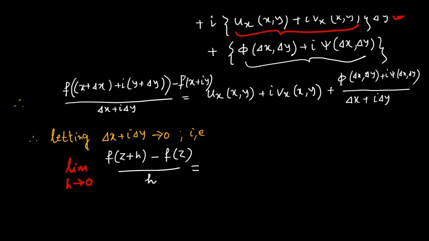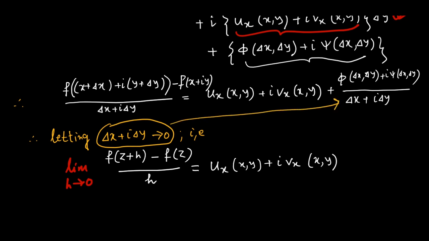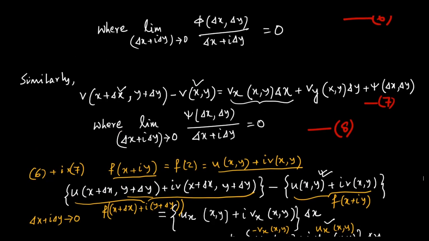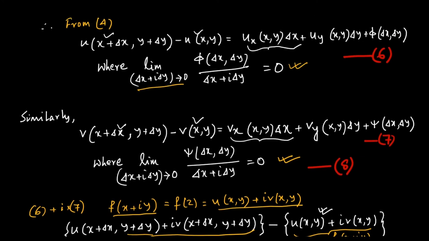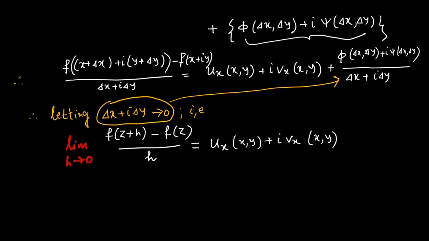is equal to what? Now this will remain as it is: ux plus i vx (x,y), ux(x,y) plus i vx(x,y). This will remain as it is. Plus, now can you tell me, as delta x plus i delta y tend to 0, what I can say about the value of this? Look at your expression 8 and your expression 6. As delta x plus i delta y tend to 0, both your phi and psi approach 0. So that means I get limit h tends to 0 of f of z plus h minus f of z by h is equal to ux plus i vx(x,y).